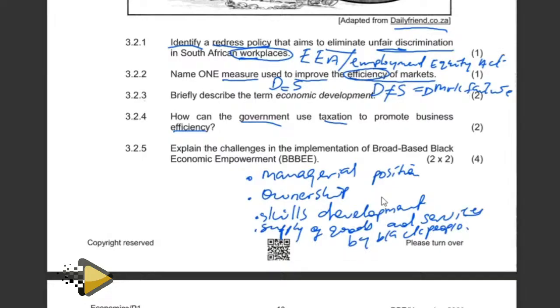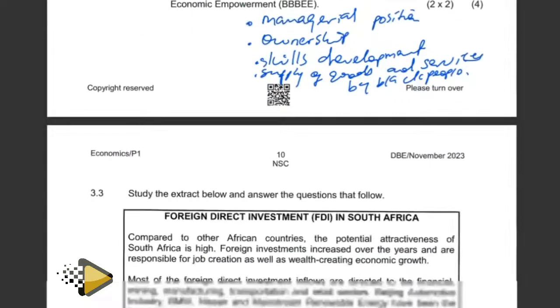Before the ANC came into power, before 1994, Black people were not given the platform to occupy managerial positions. Black people were not given any chance of ownership, or of skills development, or a chance to supply goods and services. So broad-based Black economic empowerment came to address those issues that I have mentioned.